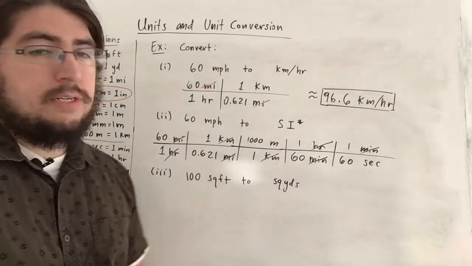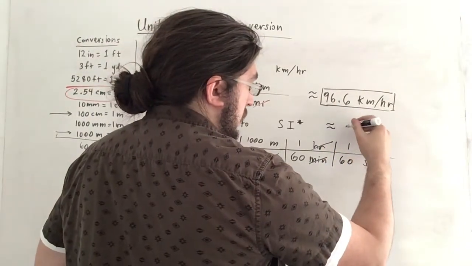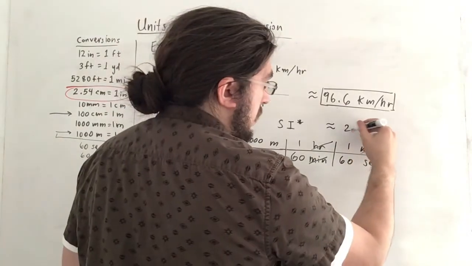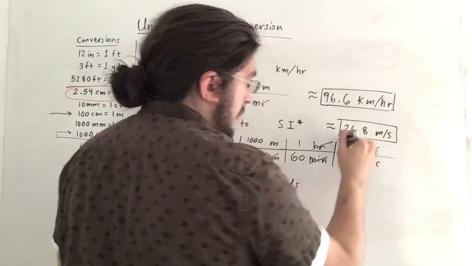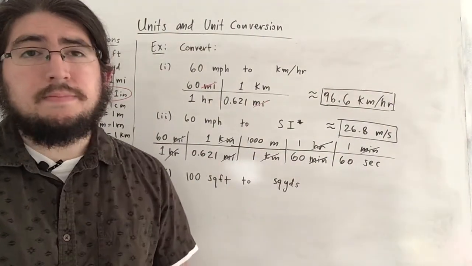So now it's calculator time, and let's see what we get. Rounding to the nearest one decimal place, I got 26.8 meters per second. Great. Again, multiplying everything on the top, dividing everything at the bottom.